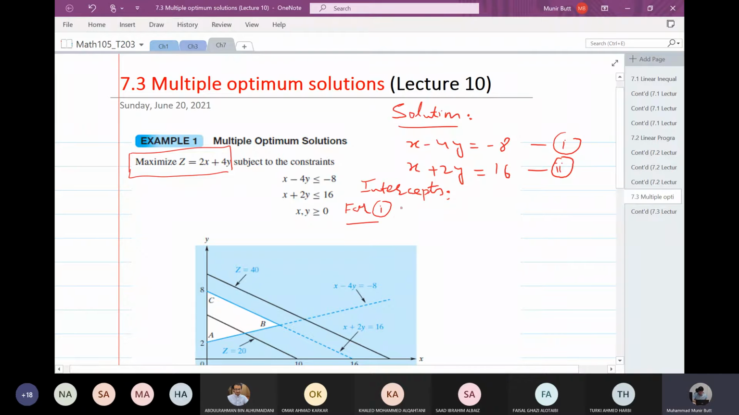So for 1, what is the x-intercept, or you can say if x is 0, what will be y? 2. And if y is 0, what will be x? Minus 8. And similarly for this equation number 2, what is the y-intercept? If you put x 0, y will be 8, and if you put y 0, what you will get? x is 16. Agree?